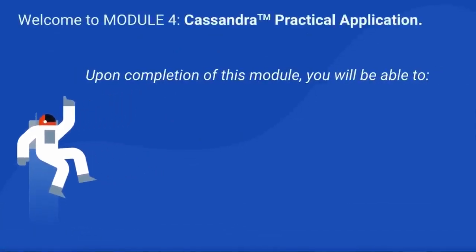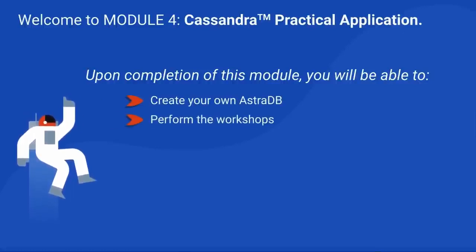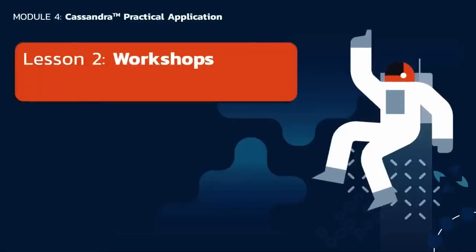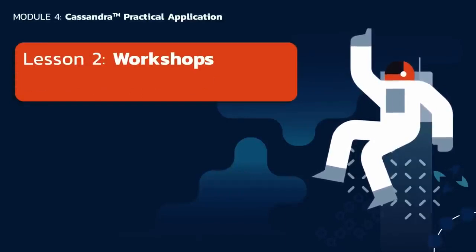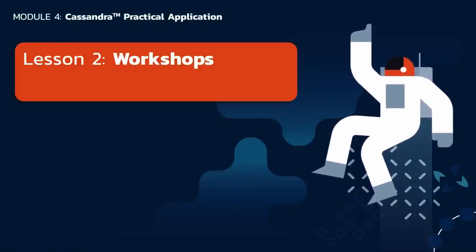Welcome to Module 4, Cassandra Practical Application. We're going to help you start your own Cassandra as a Service DB on a cloud provider of your choice. Cassandra as a Service is named AstraDB and is provided by DataStax. Upon completion of this module, you will be able to create your own AstraDB instance and perform the workshops. Upon completing this lesson, you will be able to perform the workshop related to this course.